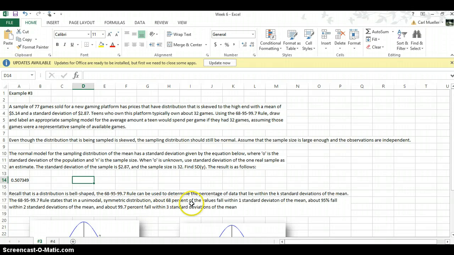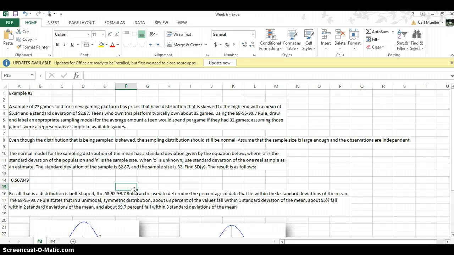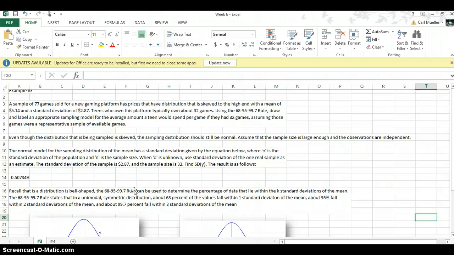So 68% of the values fall within 1 standard deviation of the mean, 95% within 2, and virtually all, 99.7%, fall within 3. It's a rule of distribution, and you can see it here graphically, just to explain how this is calculated.